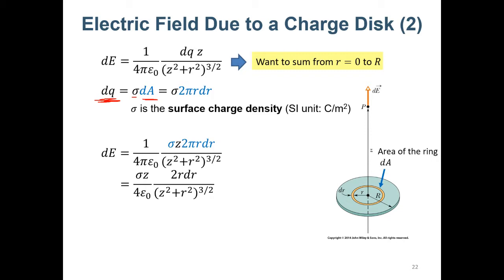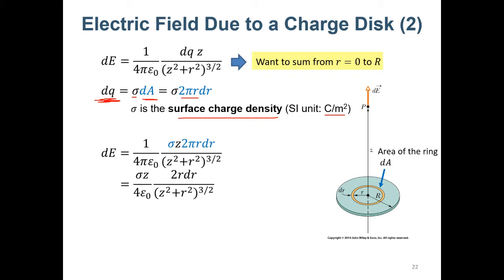We assume this is very thin. The height of this disk is 0. And sigma will be the surface charge density, different from the last case, linear charge density. So the SI unit of this sigma is different. This is C over m squared. So the area of this ring is 2 pi r times dr.